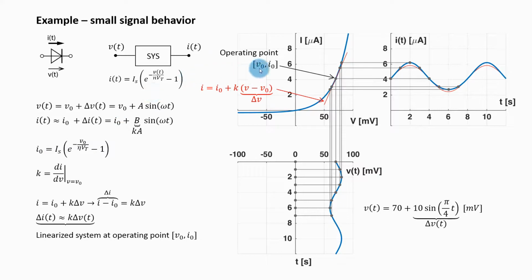Actually, this V0 and I0 are coordinates of this point, and we refer to this point as the operating point. We say that this V0 and I0 constitute the operating point.